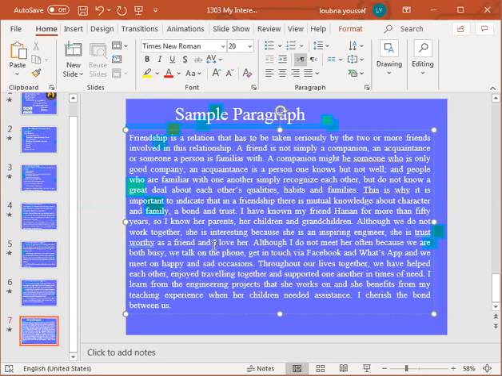I learn from the engineering products that she works on, and she benefits from my teaching experience when her children needed assistance, all right? And therefore, here is evidence that the exchange of knowledge is mutual. I cherish the bond between us. And this is the concluding sentence that shows that friendship involves a bond, involves a relationship that lasts forever.